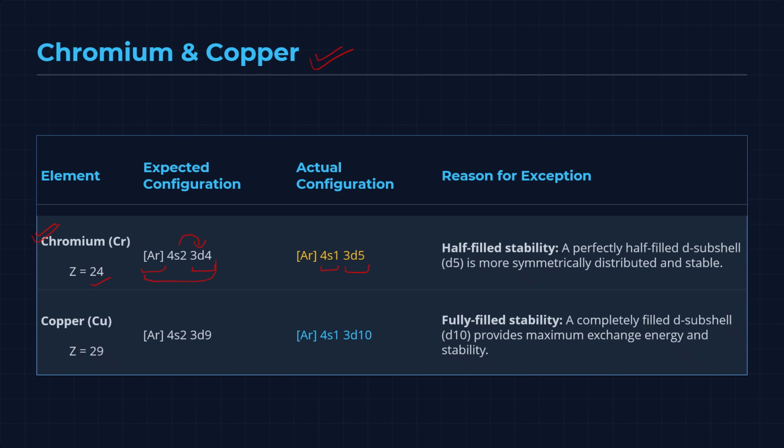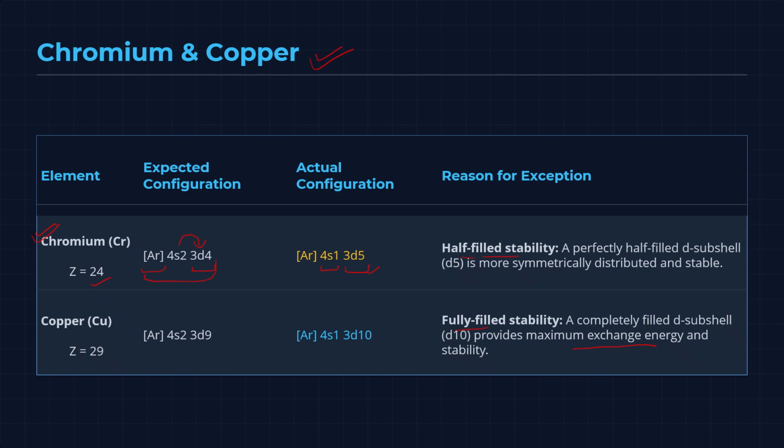Why is this configuration formed here? It is due to the half-filled stability of the configuration. Because in the case of chromium, the half-filled configuration is this 4s1 and 3d5. And always remember that half-filled and fully filled configurations are more stable configurations. Now, why are these configurations more stable? It is due to the symmetrical structure and maximum exchange energy.